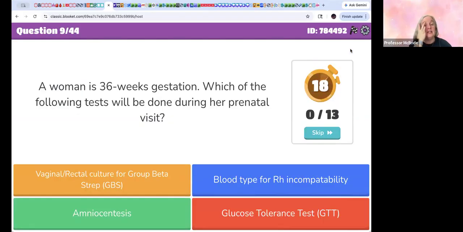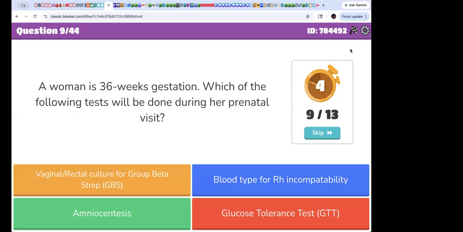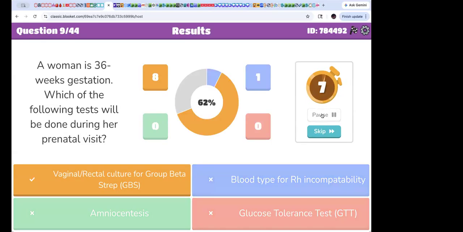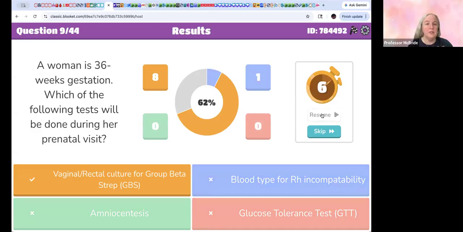A woman is 36 weeks gestation. Which of the following tests will be done during her prenatal visit? So this is where we were at. Okay, good. So we talked about the Group B strep. The other one I want to talk about is Rh incompatibility.